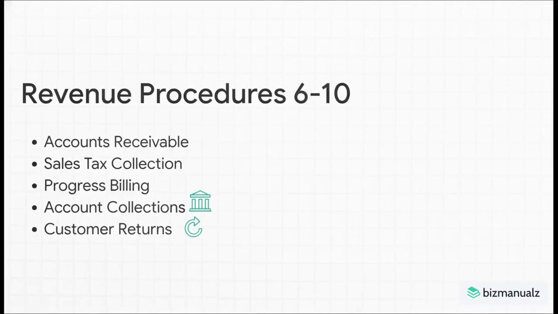Moving on to the second half of the procedures list, we've got accounts receivable, sales tax collection, progress billing, account collections, and customer returns. And let's be real, these are often the trickiest parts of accounting. Sales tax collection alone, that can be an absolute compliance nightmare if it isn't standardized. Plus, having a formal procedure for handling customer returns means your team isn't just guessing how to process refunds or adjustments. The whole shebang is completely mapped out for you.